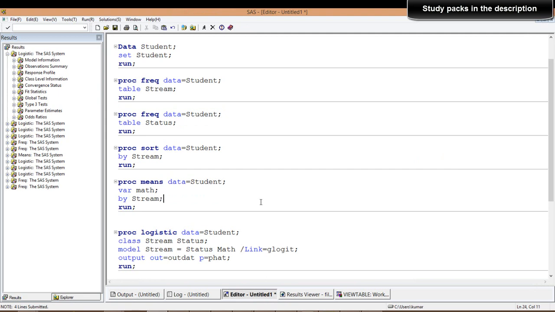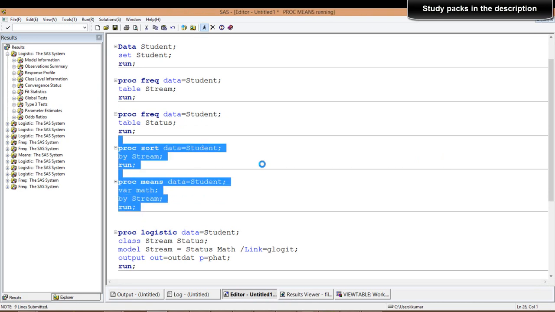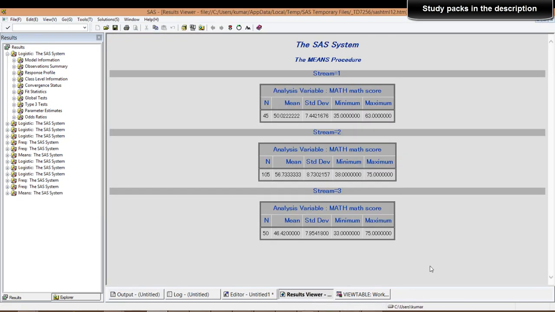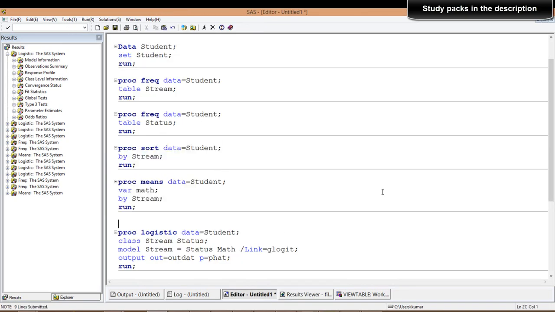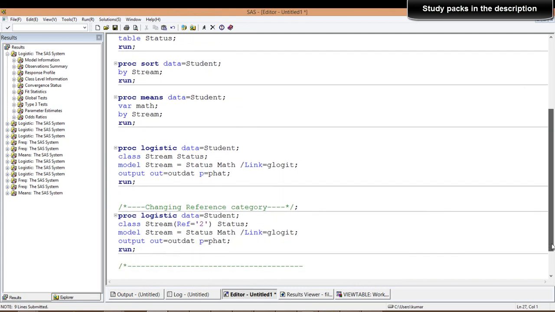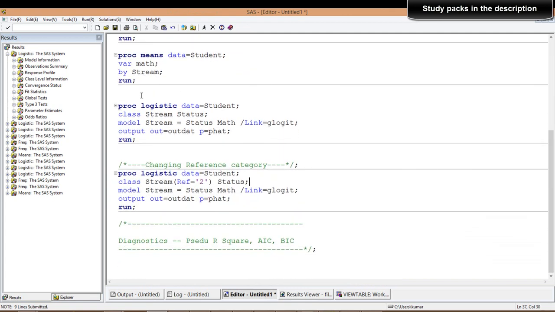And we'll also see how the mathematics score varies with respect to streams. Is there a difference in whether the mathematics score is influencing people to choose a certain stream? So here you go. For stream 1, which is physics, the average math score is 50. For computer science, the average math score is 56, and for economics, the average math score is 46, which is pretty logical, because people with good math scores tend to go to science and math topics like computer science and physics, whereas people with less quantitative ability go for subjects like economics or any other social science. Alright, so you can use proc freq and proc means to understand the distribution of your dataset. Okay, so we'll straight away go to the modeling part.